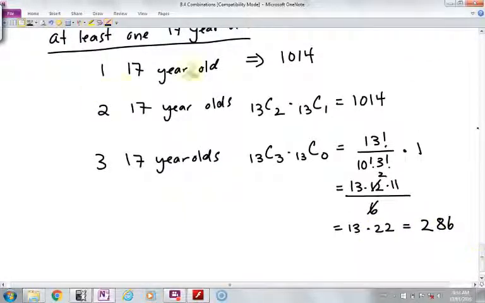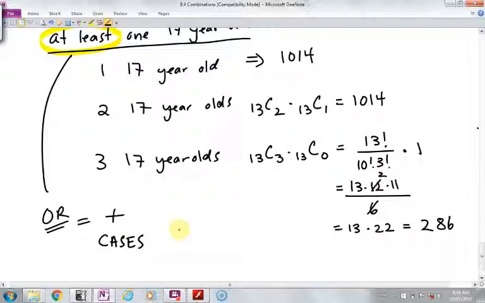So that's the number of groups with 1 17-year-old. That's the number of groups with 2 17-year-olds. This is the number of groups with 3 17-year-olds. So how many groups could I have with at least 1 17-year-old? What would I do? I would add them up, because I want either this situation or this situation or this situation. So whenever you see this word at least, that's telling you that we have ors, and so that's telling you to add. Figure out the different cases and add them together.